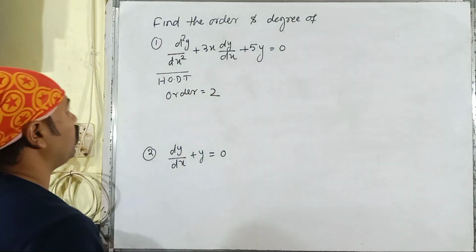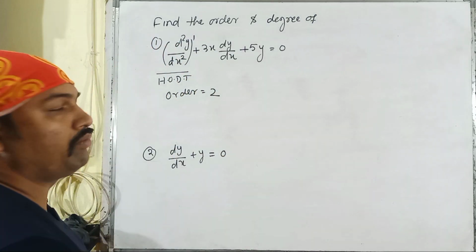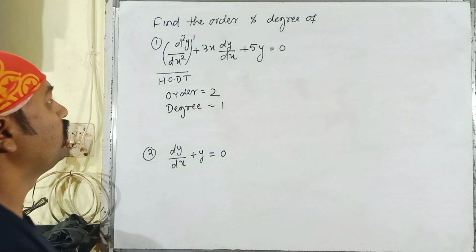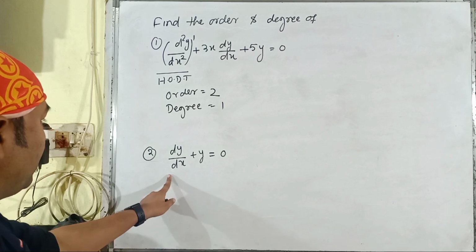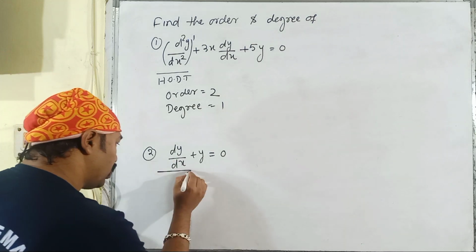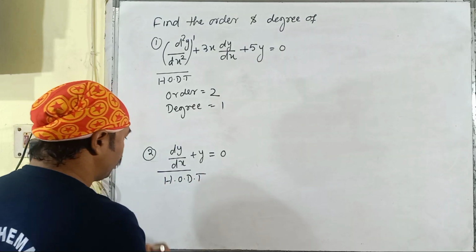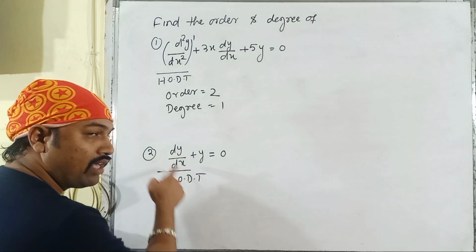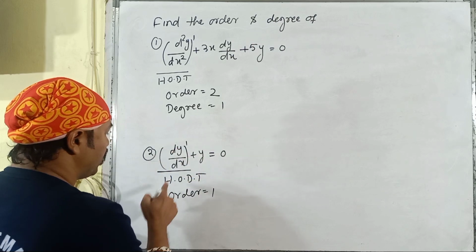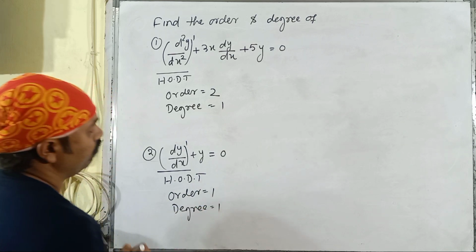Then we have to find the degree of the highest order derivative term, and the degree of the highest order derivative term is 1. So degree of the differential equation is equal to 1. Then let us go through the second problem, and here there exists a single differential coefficient of y with respect to x. It is the only differential coefficient of y with respect to x, so that is the HODT, the highest order derivative term, and here y has been differentiated 1 time. That means order is equal to 1. Then the degree of the highest order derivative term is again 1. So degree is also equal to 1.